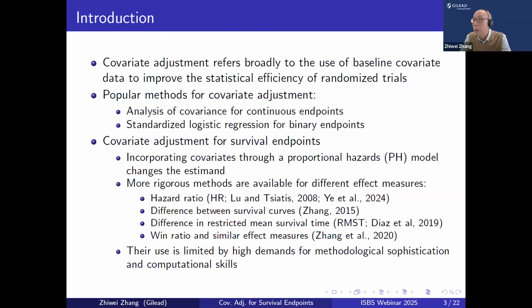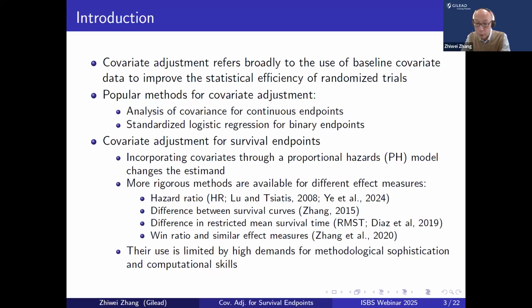So it is well recognized by now that the statistical efficiency of randomized trials can be improved by incorporating information from baseline covariates. This usage of covariate data is commonly known as covariate adjustment, and it's drawing a lot of attention these days from regulators, practitioners, and researchers. As a result, we're seeing a steady increase in the use of covariate adjustment methods in actual trials. Popular methods for covariate adjustment include ANCOVA for continuous endpoints and standardized logistic regression for binary endpoints.